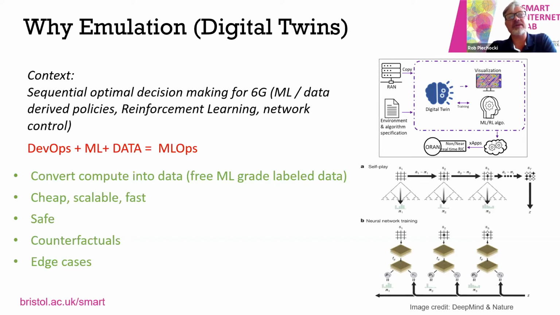Scalability means we can spin out a number of concurrent digital twins that work in parallel and deliver the goods, deliver the data. Fast just means you can run it much faster than real time. Safety is absolutely a key ingredient. We can try all sorts of crazy ideas and risky strategies, and obviously there's no problem.